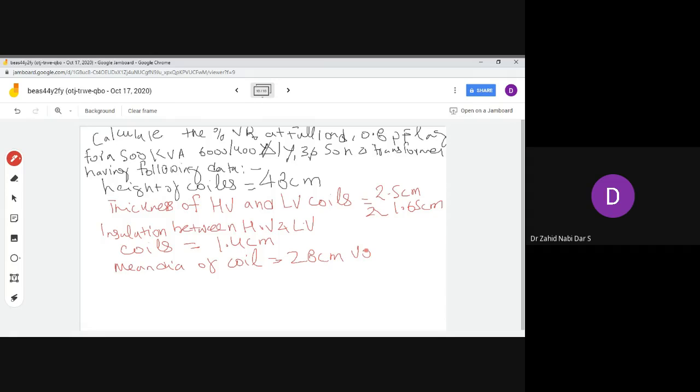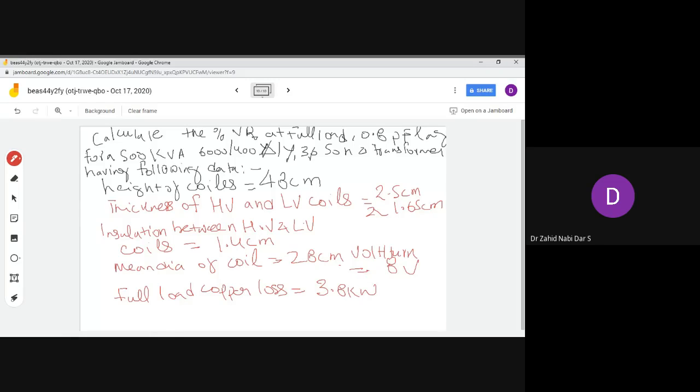Your volt per turn is equal to 8 volt, and your full load copper loss is equal to 3.8 kilowatt. So this is your problem.